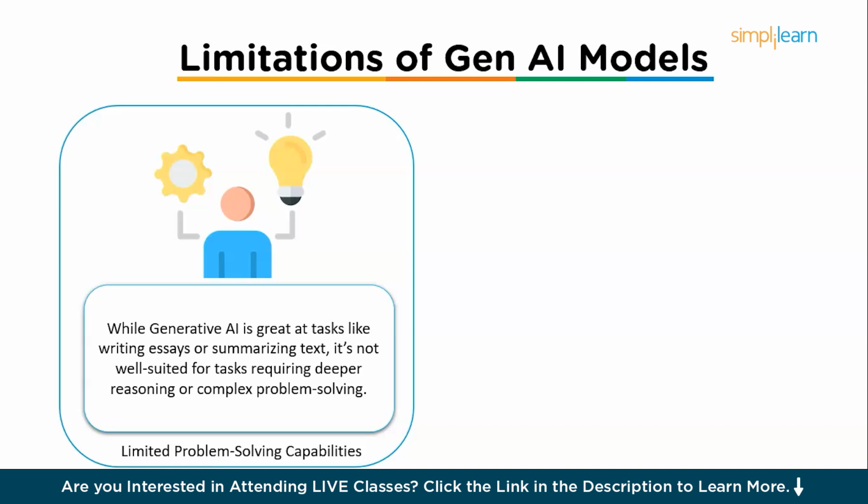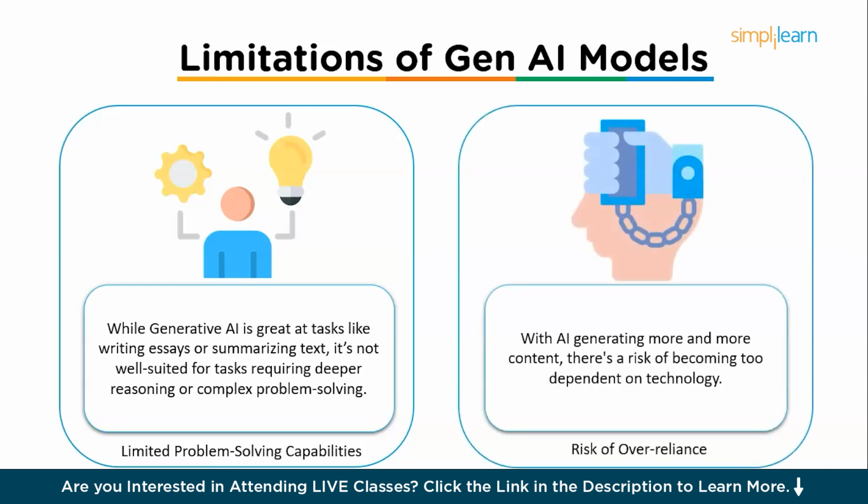Now, moving on to the next one, we have risk of over reliance. With AI generating more and more content, there's a risk of becoming too dependent on the technology. People might rely on AI for tasks that require human expertise or critical thinking, which could hinder personal creativity or decision making.